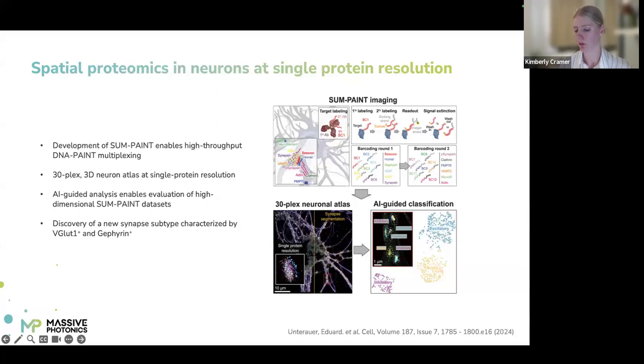Because DNA Paint offers such high multiplexing capabilities, you can really take advantage of these. And one paper that did so was released last year in Cell by Edward Unterauer, and he looked at spatial proteomics in neurons at single protein resolution. And he did this using a method called SumPaint, which enabled very high throughput DNA paint multiplexing. And with this, he was able to look at 30 different targets. And in combination with an AI-guided analysis, this enabled him to actually discover a new synapse subtype.